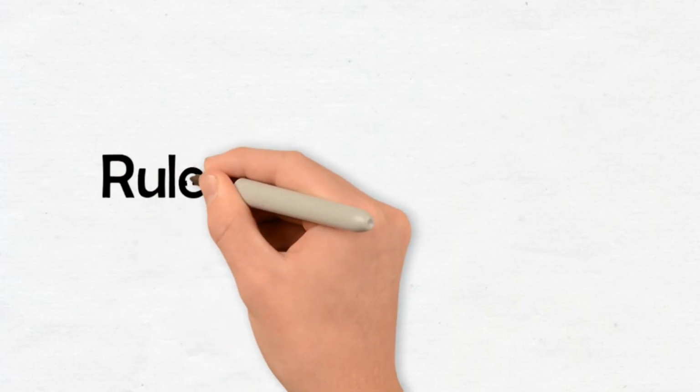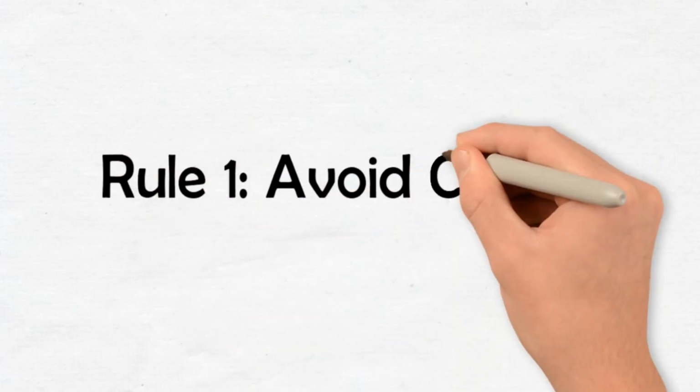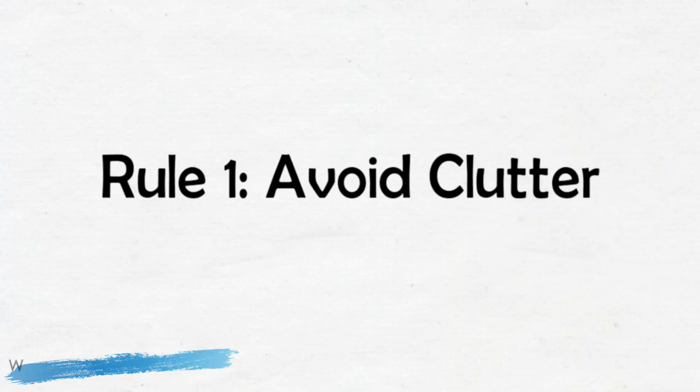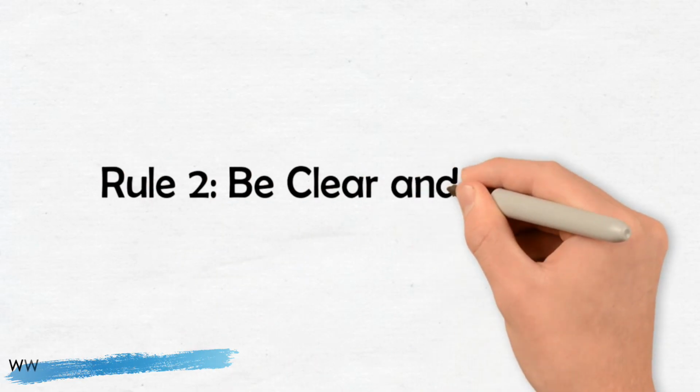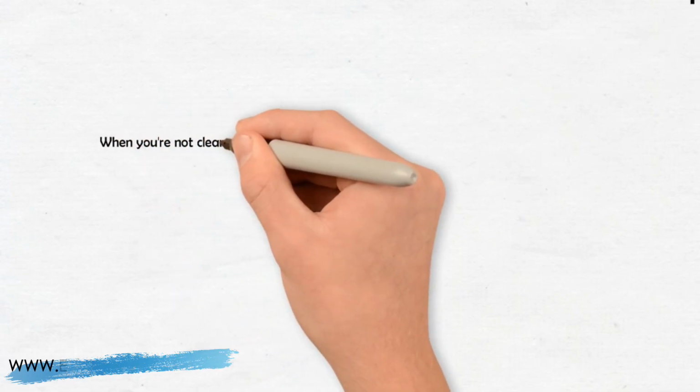In our first video, we discussed rule number 1, which is no clutter. In this video, we're gonna talk about the second rule you should follow while writing: be clear and specific. Imagine you've just watched a movie and you wanna write about it.